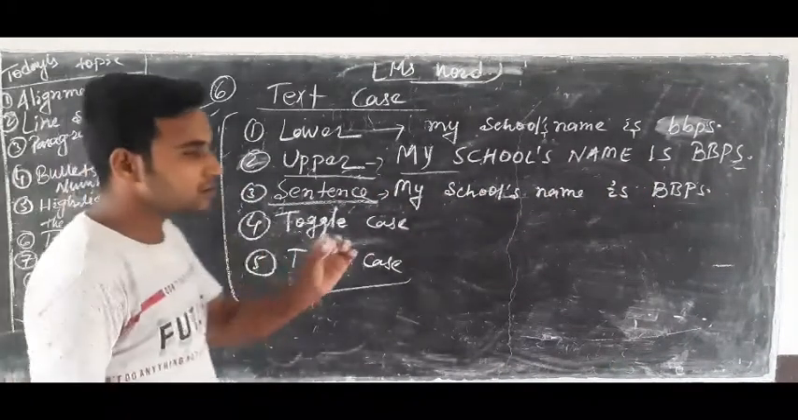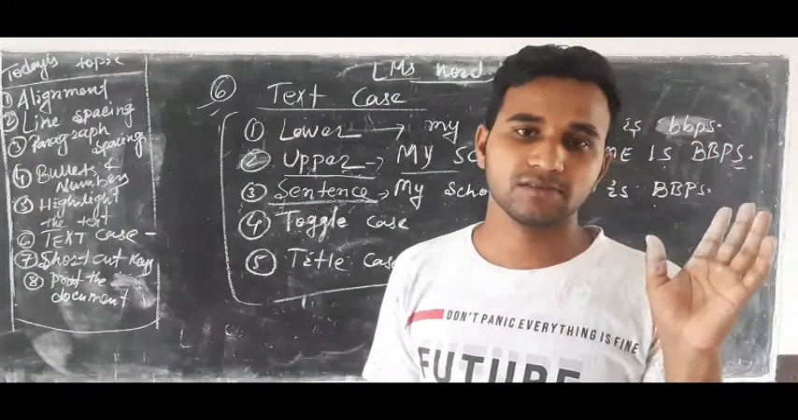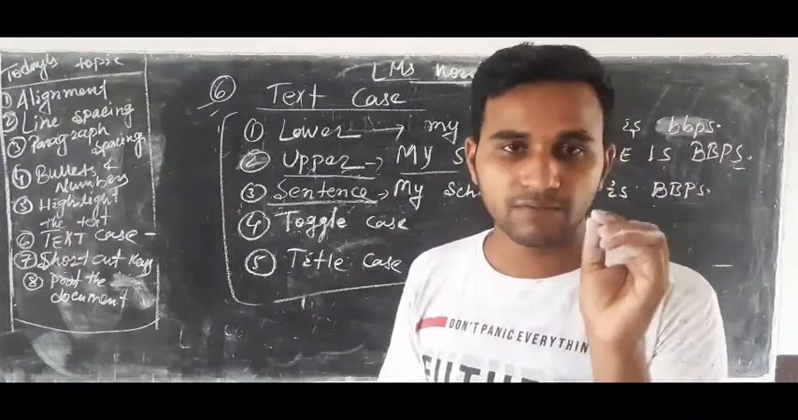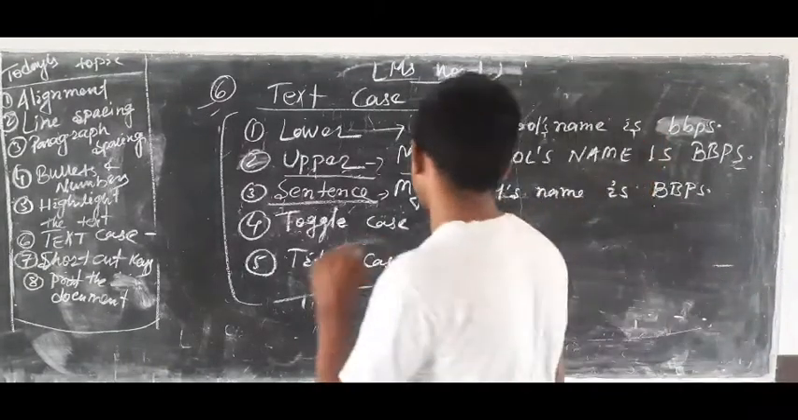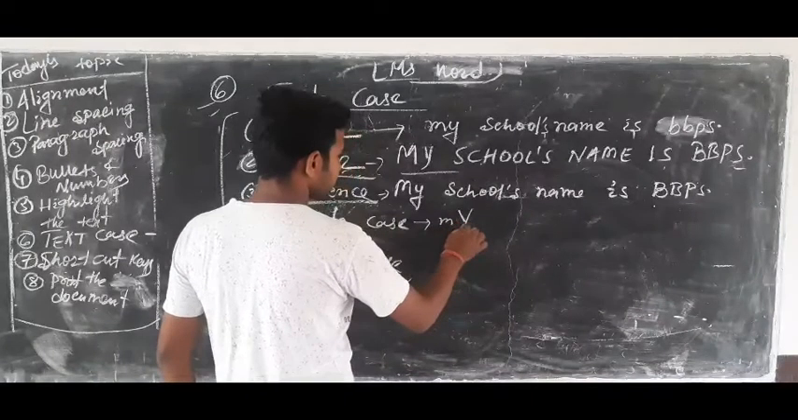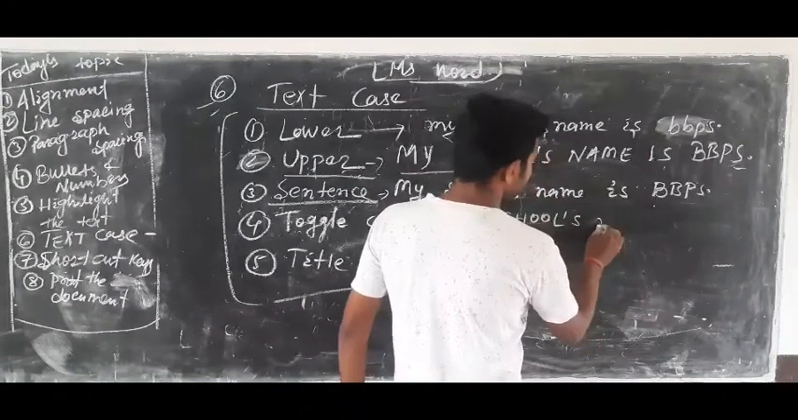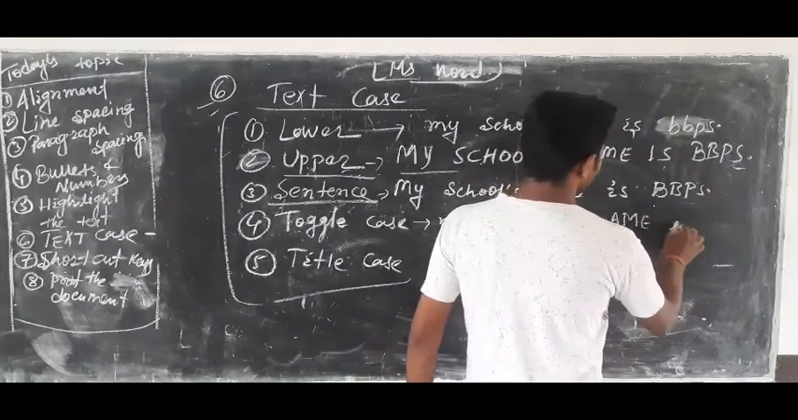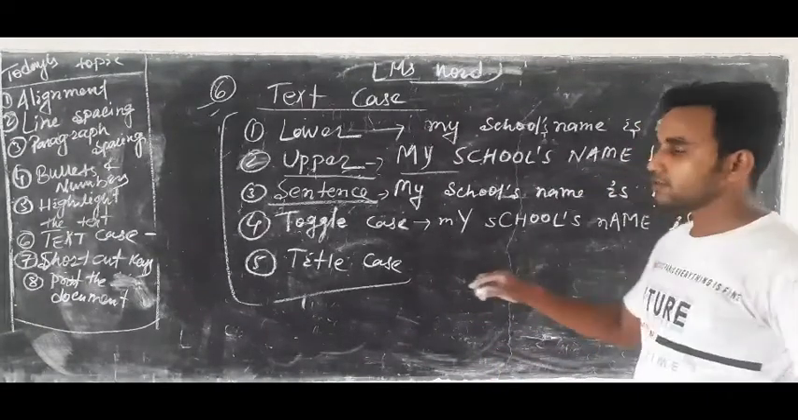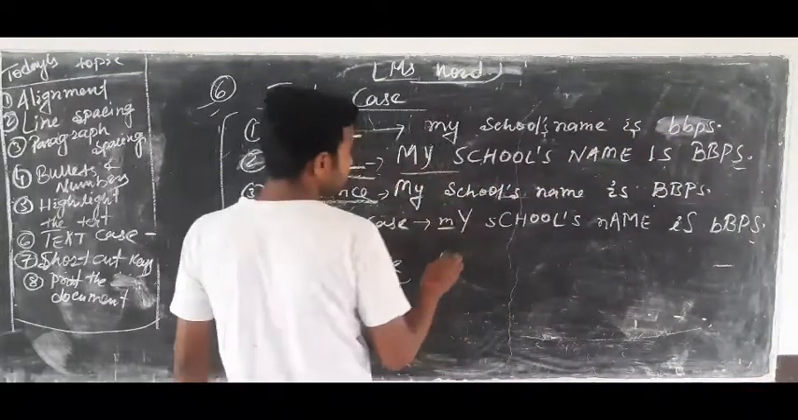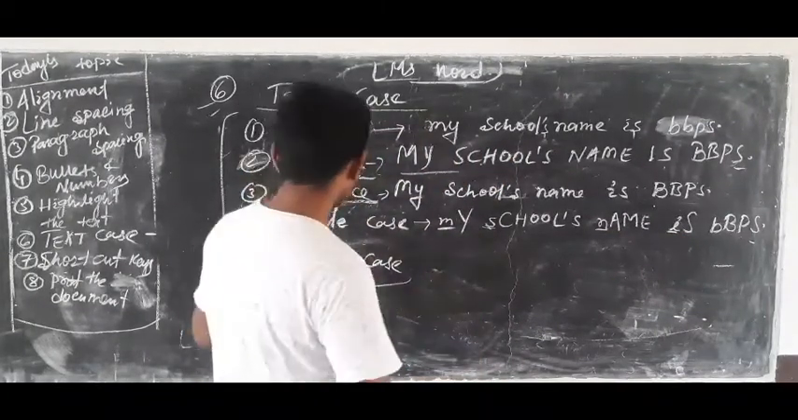Toggle case means the first letter of every word is in lower case, that is, small, and all the remaining letters will be in capital. For example, in toggle case we write: mY sCHOOL'S nAME iS dBPS. This one is the toggle case. It means the first letter is in small, that means in lower case. So this case is called the toggle case.